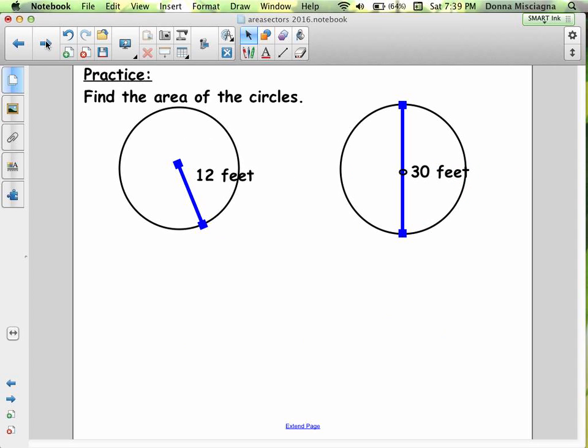All right, so we're going to use the formula for the area of a circle to find the area of these two. Now, remember with circumference, we had one formula for if we wanted to use the radius of the circle and one formula if we wanted to use the diameter. No such thing here. All right, we do have to use the radius.